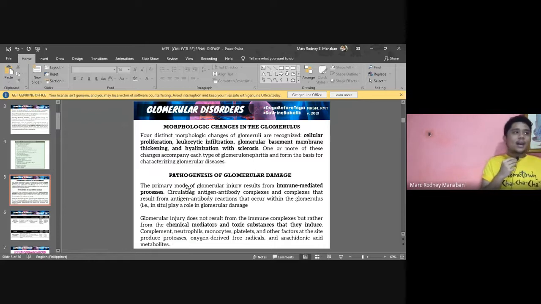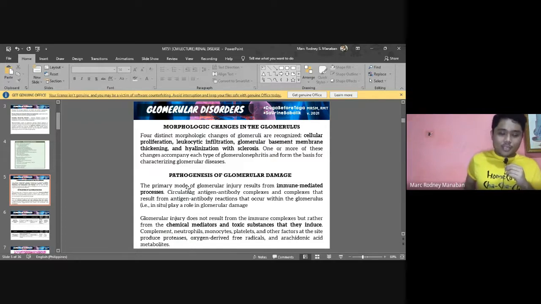So what happens is, in deposition, for example amyloid, it is deposited in the glomerulus, and if there is a lot, it deposits here, and in the long run, the glomerulus dies, or becomes sclerotic. So it is a deposited material, alright? So those are the different morphological changes in your glomerulus, alright?